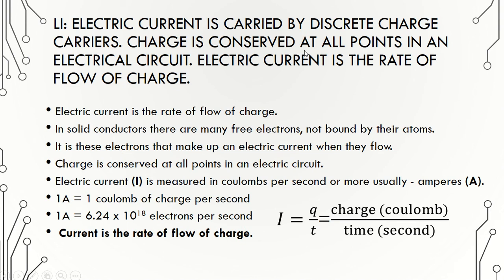So you need to know that electric current is carried by discrete charge carriers, and charge is conserved at all points in an electrical circuit, and you need to know that electric current is the rate of flow of charge. So, as we know, in solid conductors there are many free electrons, so those are the valence electrons, and they're not bound to their atoms. It is these electrons that make up an electric current when they flow.